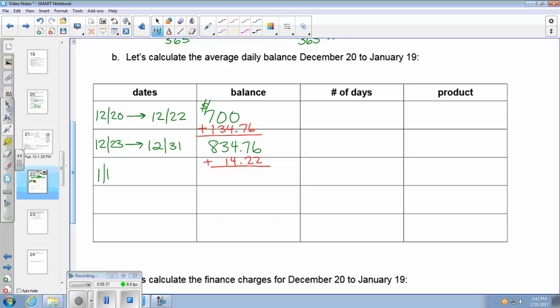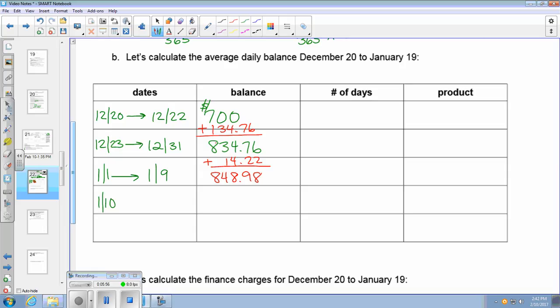So we used that card again, and this time we bought $14.22. I think we spent that at CVS. So our balance goes up to $848.98, and we carry that through to the next time we make a purchase. So on the 10th, we make a purchase. So that means that balance we just calculated is good through the 9th.